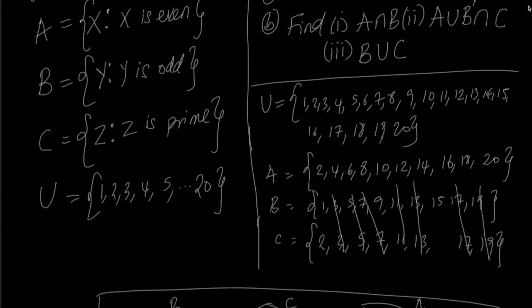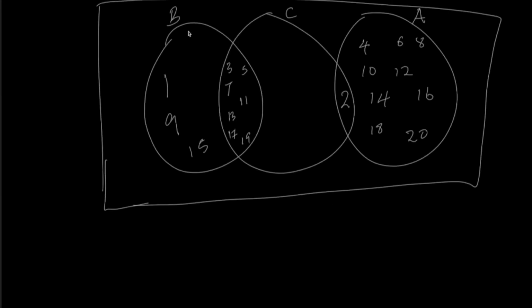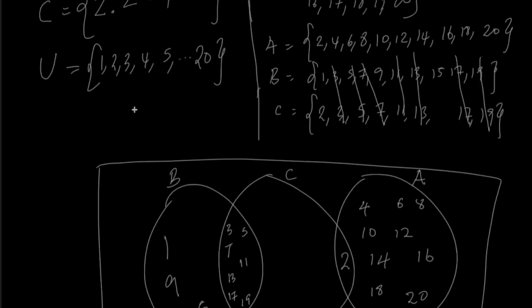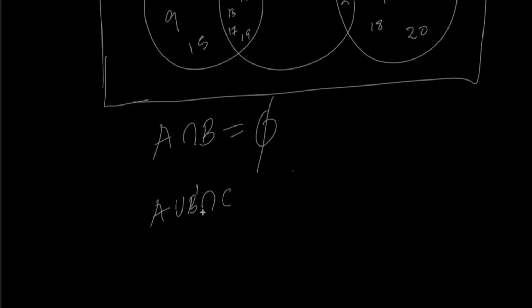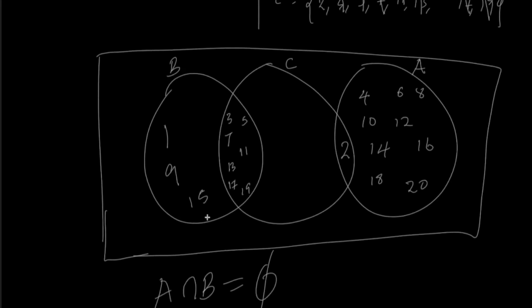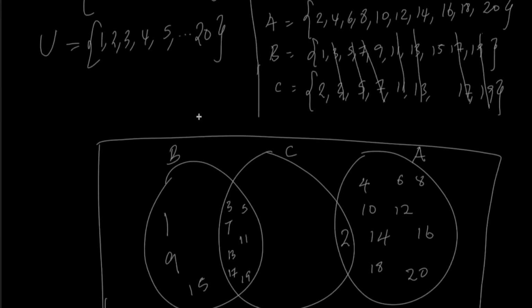We are asked to find some sets. A intersect B is null because there's no intersect between A and B. We are also asked to find A union complement of B intersect C. What is complement of B? That is everything outside B, every other thing here. Now we need to find all these intersect C. That is 2 at the end of the day.